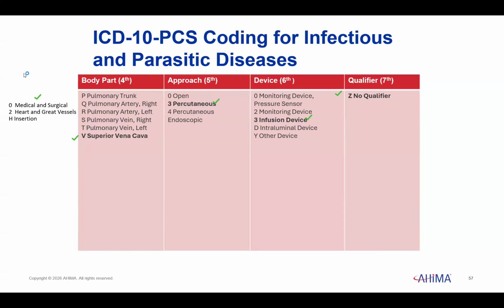So in some ways, once you understand the approach, the qualifiers, the device, most people can find the table. It's just a matter of narrowing down those other 4. And again, when we're looking at the table, characters 4 through 7 have to be in the same row as the table.